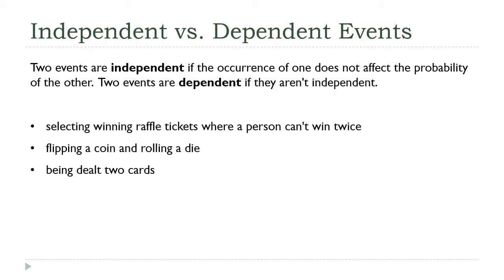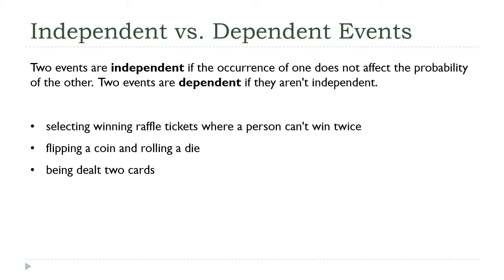All right, so look at this solution here at my examples. Selecting winning raffle tickets where a person can't win twice. Okay, well, let's say there's 100 raffle tickets. The probability of getting the winning one, there's one winning ticket for the first draw, so it's 1 out of 100. Okay, so this person wins, and they can't win twice. So that ticket kind of gets set aside. Now there are only 99 tickets left. So the probability of winning that second place is slightly higher than the first place result. So the first result did impact the probability of the second one. So these events would be dependent.